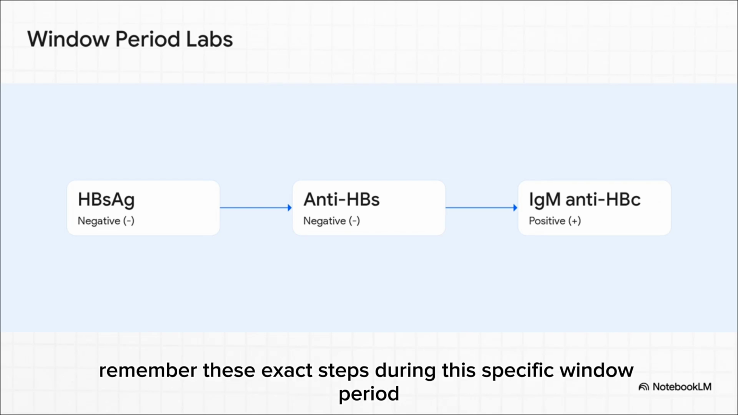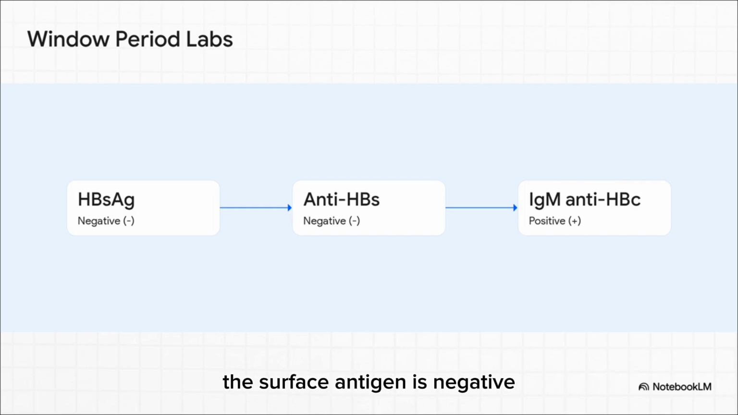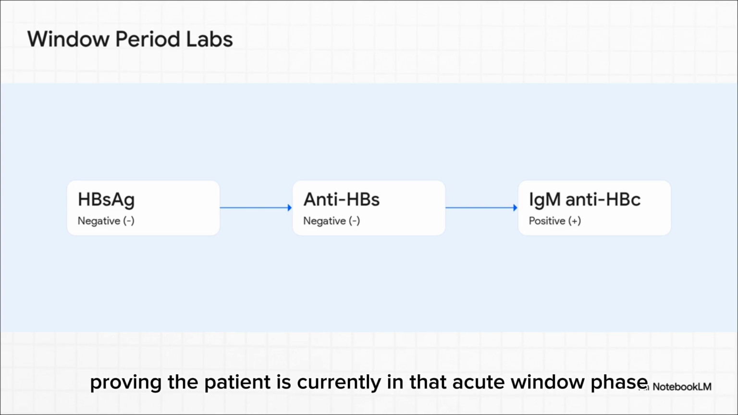During this specific window period, your only positive serologic marker is going to be IgM anti-HBc. The surface antigen is negative, the surface antibody is negative. It is literally just the IgM core antibody acting like your clinical lighthouse in the dark, proving the patient is currently in that acute window phase.